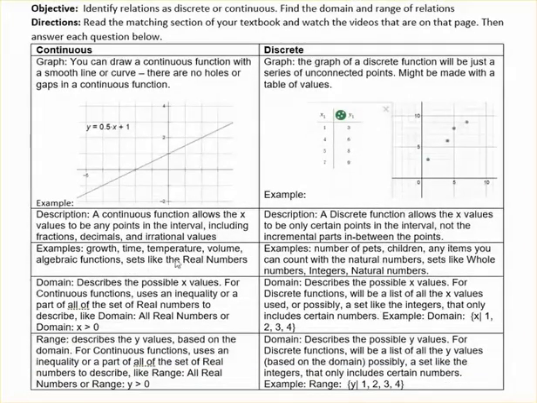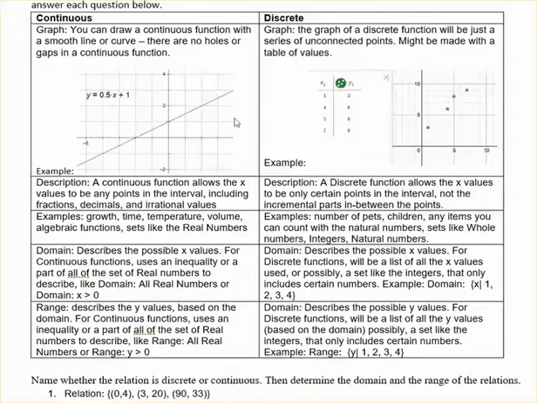So examples of continuous functions are things like growth, time, height. Money is often continuous if you count fractional parts of cents. Volume, the real numbers are continuous, and most of the functions that we will graph are continuous functions. Discrete functions are more real-world things like how many pets do you have, how many children do you have, anything that you can count with the natural numbers, like if it doesn't make any sense to include fractional parts in it. Integers, whole numbers, natural numbers, those are all discrete.